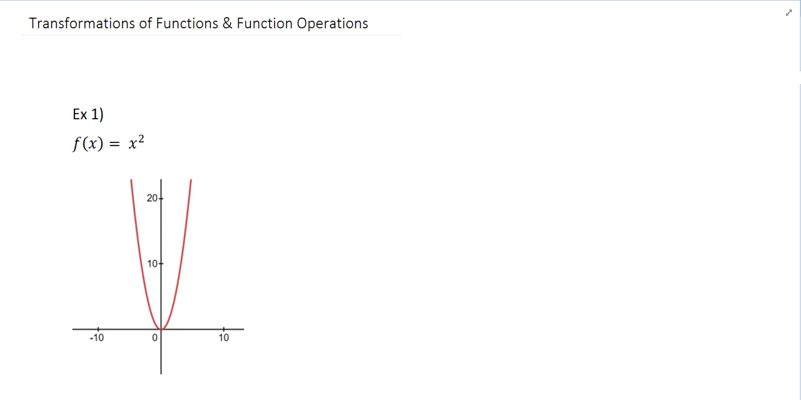Hi, in this video we're going to talk about transformations of functions and function operations: adding, subtracting, multiplying, dividing, and composition of functions. So let's start with the transformation of functions. Here I have a parent graph, f of x equals x squared, so it's our standard parabola with vertex at 0, 0. So what does it mean to create a transformation?